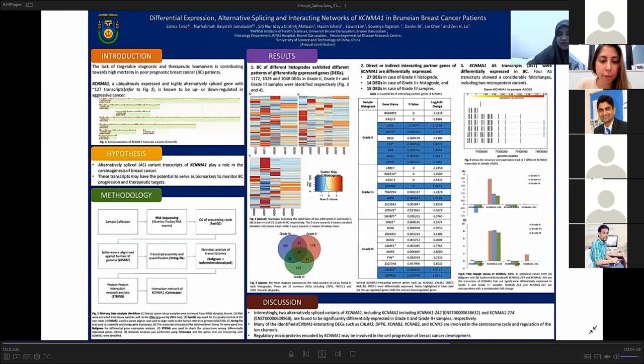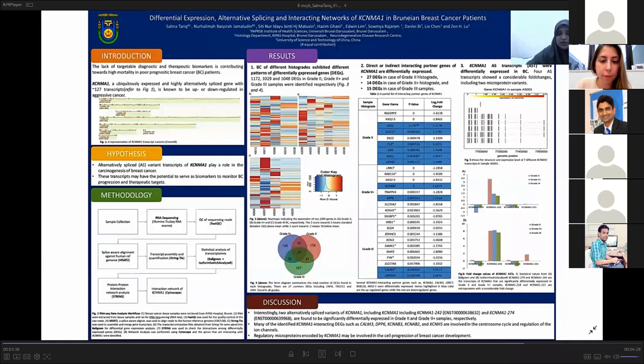Many of the identified DEGs, such as COM3, DPP6, Kcnb3, Kcnb2, and Kcnh5, are involved in the centrosome cycle and regulation of the ion channels. Our individual analysis of samples for Kcnm1 transcript expression shows different transcripts being expressed in different breast cancer samples. One of the samples, S3, was shown to express 7 different isoforms of the Kcnm1 variant, as shown in Figure 5, with a few of the isoforms being more differentially expressed than the others.